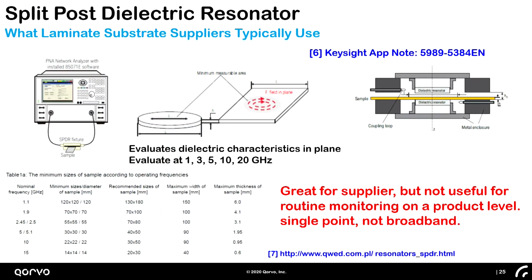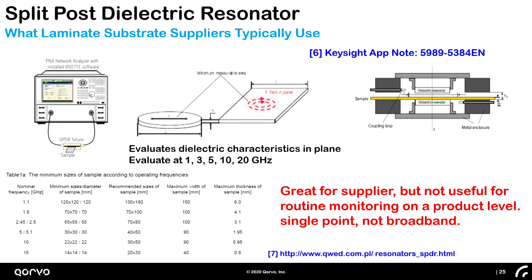This is the explanation of the split post resonator, where you've got the cavity. You measure it, I think, with this not in the cavity and with it in the cavity. It gives you the dielectric characteristic in the plane, which is okay. When you lay things out, it's going to be this or this. This kind of gives you an average, and it works out to be okay for most simulation, at least at low frequency. I'm not sure at high frequency.